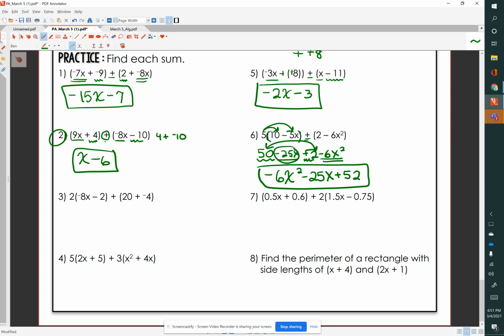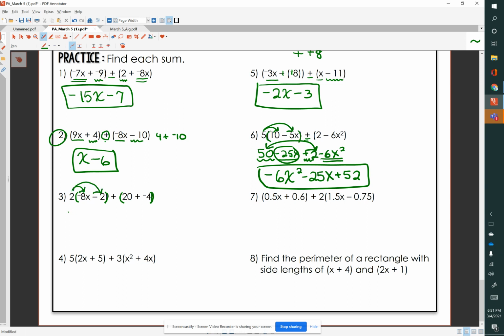Now number 3, we have 2 multiplied by the quantity of negative 8x minus 2, plus the quantity of 20 plus negative 4. So we have to distribute.